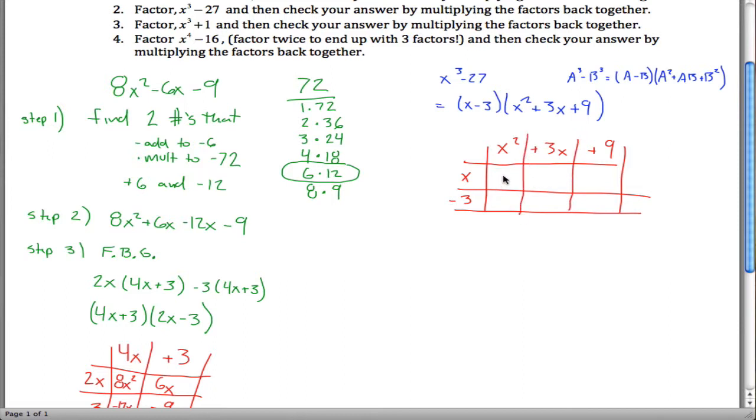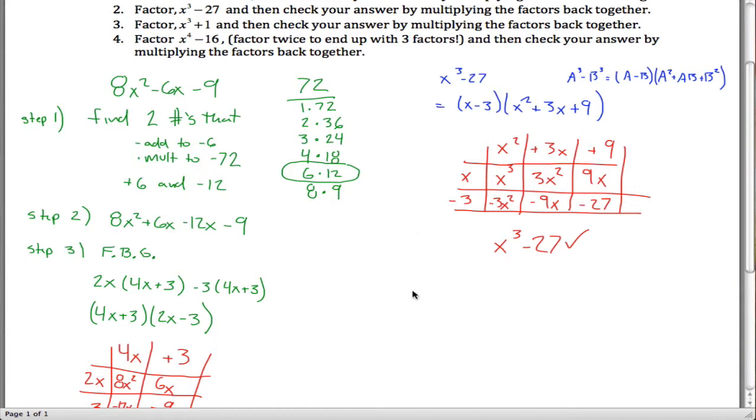X times x squared is x cubed. X times 3x is 3x squared. x times 9 is 9x. Negative 3 times x squared is negative 3x squared. Negative 3 times 3x is negative 9x. And negative 3 times 9 is negative 27. And if you combine like terms, you get x cubed. Those cancel, minus 27. Awesome, we got the right answer.